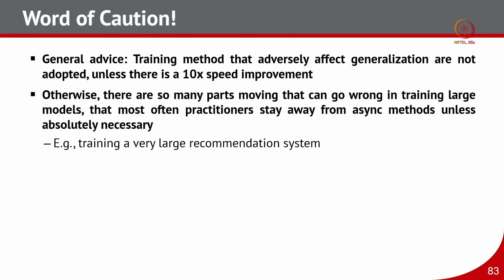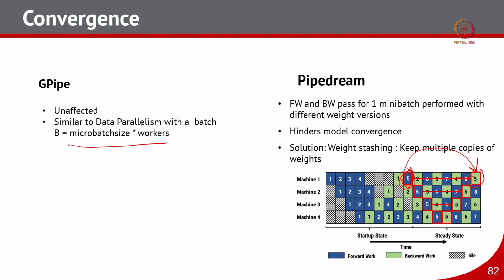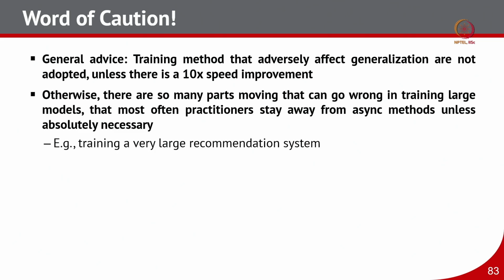But the general advice is that training methods that adversely affect generalization are not adopted unless there is, let us say, some 10x speed improvement. All those things like PipeDream which we talked about at the end are kind of against generalization, they adversely affect it. So these kinds of techniques are often not adopted unless there is a 10 times speed improvement.